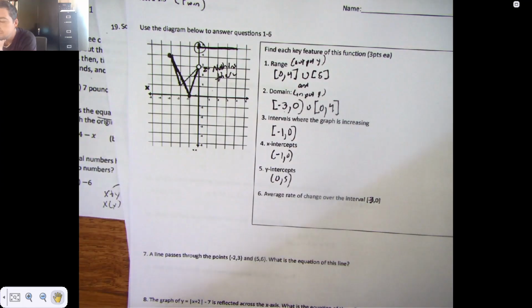Average rate of change over the interval from -4 to 0. That needs to be rewritten for this to -3 to 0 for y'all. Something else I need to fix. That's one of the reasons why I do these twins, is to identify mistakes.